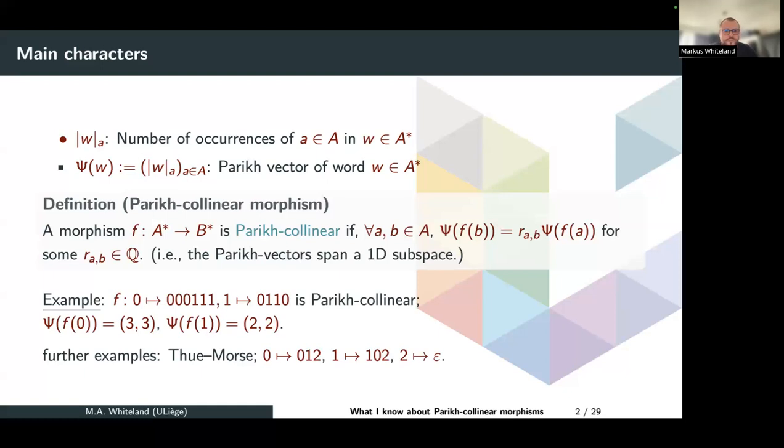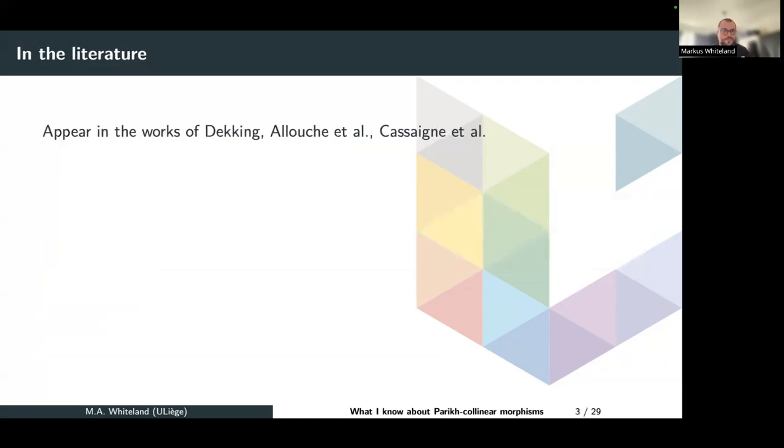Other examples, maybe the most well-known is the Thue-Morse morphism, of course, and just another morphism here is to illustrate that we allow erasing morphisms. You have that 0 and 1, their images have the same Parikh vector, but 2 has the all zeros Parikh vector. So in the literature, we can find Parikh-collinear morphisms discussed in passing, for example in works of Dekking, Allouche, Dekking, and Kafelet, and Cassaigne, and others.